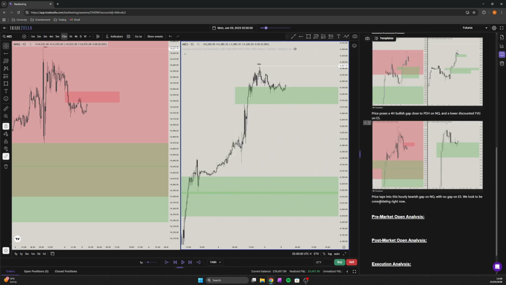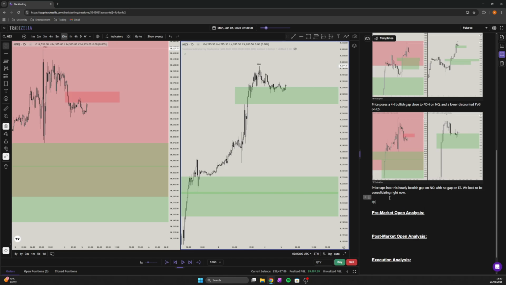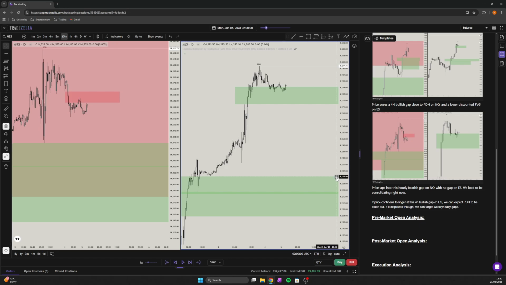These areas, okay? So let's just write that down. If price continues to linger at this 4-hour bullish gap on ES, we can expect previous high to be taken out. If it displaces through, we can target weekly, daily gaps, okay? For the rest of the week, right?